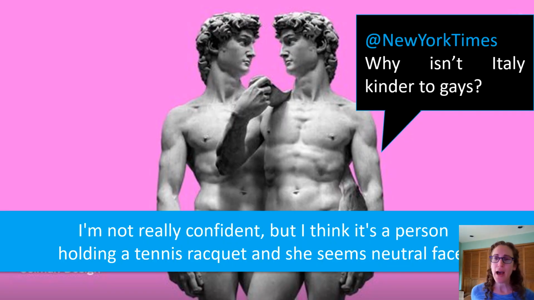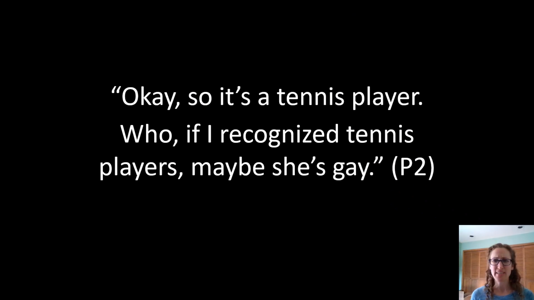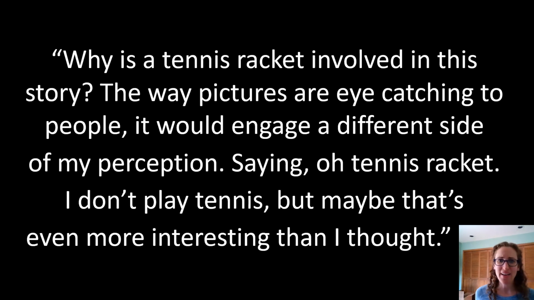As another example, the New York Times tweeted a headline, "Why isn't Italy kinder to gays?" And then it has this picture that looks like a photoshopped image of 2 statues of David being very cozy with each other. But what the AI system says about the image is, "I'm not really confident, but I think it's a person holding a tennis racket." Again, participants would rationalize this strange image description. They would say, oh, well, maybe the New York Times wrote an article about a gay tennis player, and this tweet would make more sense if I knew more about gay tennis players. Someone else had this rationalization like, oh, this must be such an interesting article if it's about gay rights and tennis combined with each other.